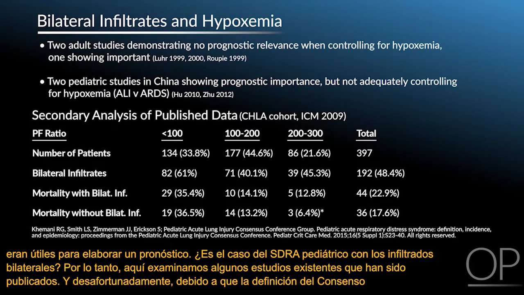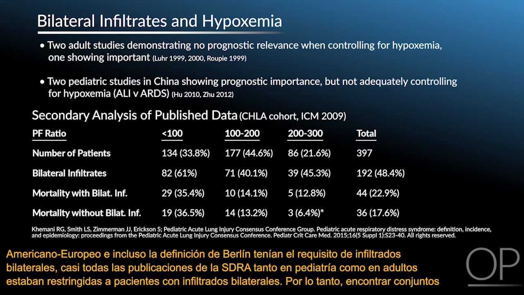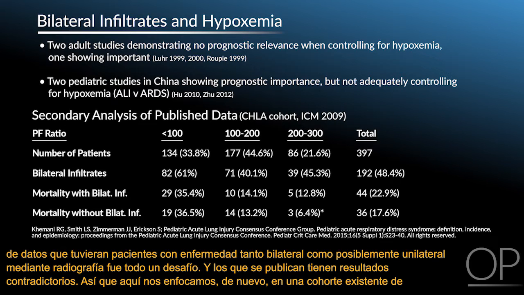And so here we looked at some existing studies that have been published, and unfortunately, because the American European consensus definition and even the Berlin definition had the requirement for bilateral infiltrates, nearly all ARDS publications in both pediatrics and in adults were restricted to patients with bilateral infiltrates. So finding data sets that had patients with both bilateral or potentially radiographically unilateral disease was challenging. And the ones that are published have sort of conflicting results.